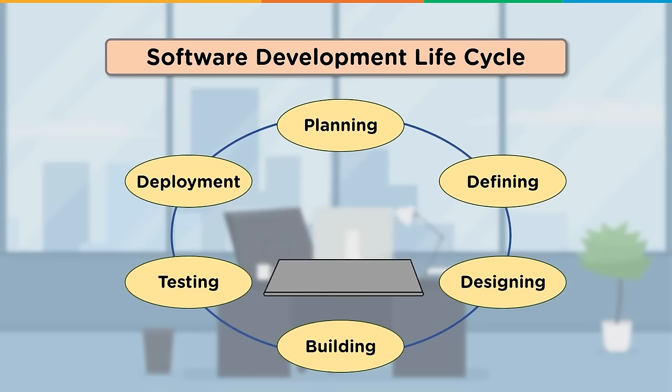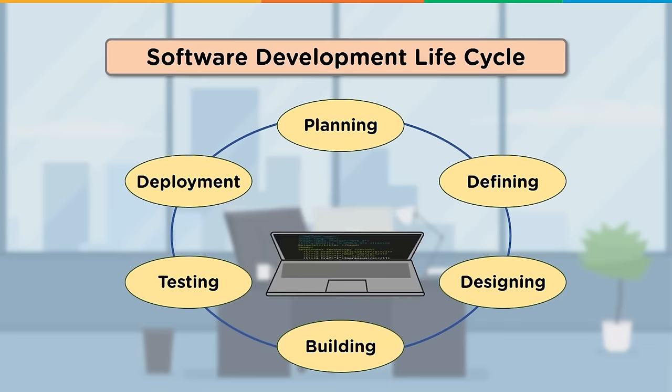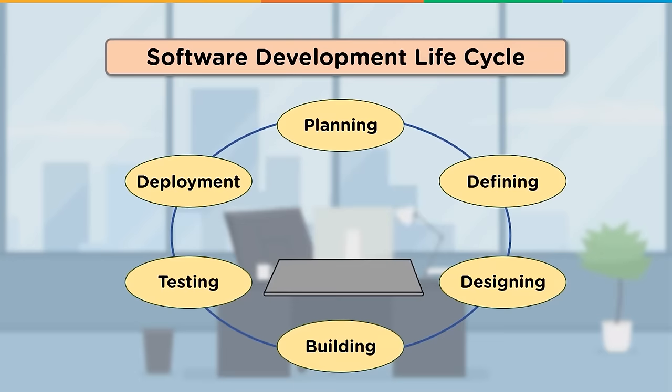Then comes the second step, that is the defining phase or the requirement defining phase. Once the analysis of requirements is done, this step involves defining them and getting them approved by the customer. This is made possible through a document called an SRS or Software Requirement Specification document. This consists of all the product requirements to be designed and developed during the project lifecycle.